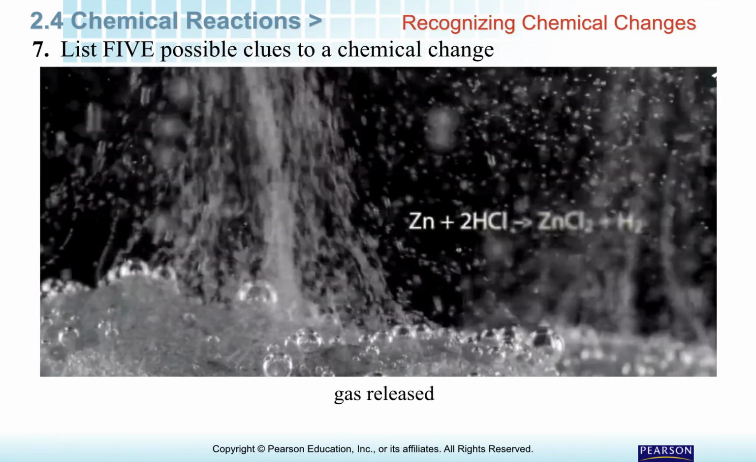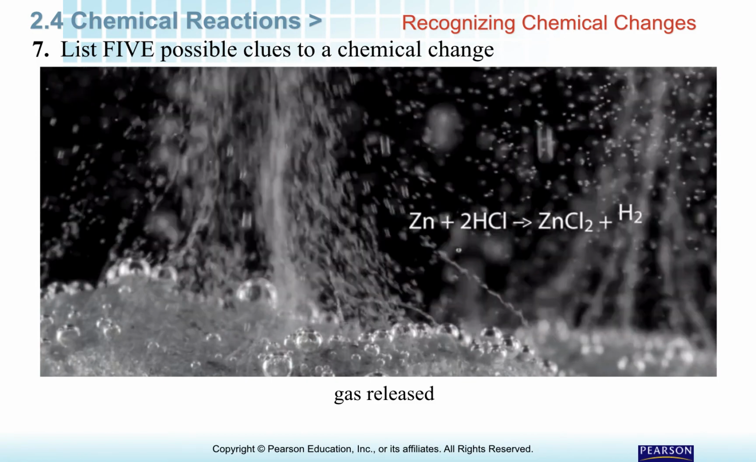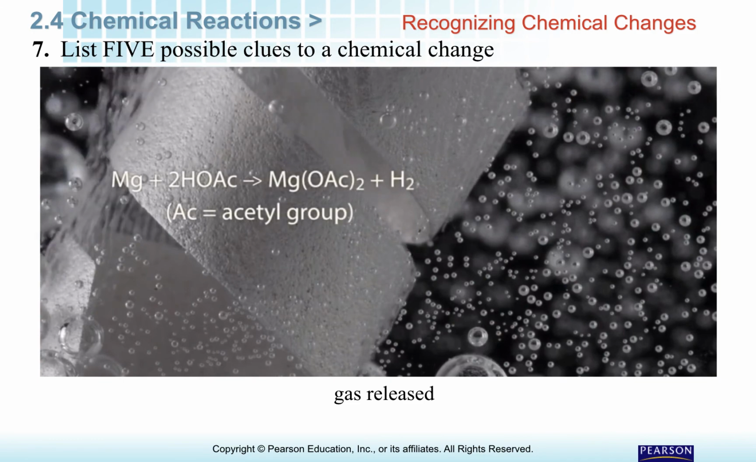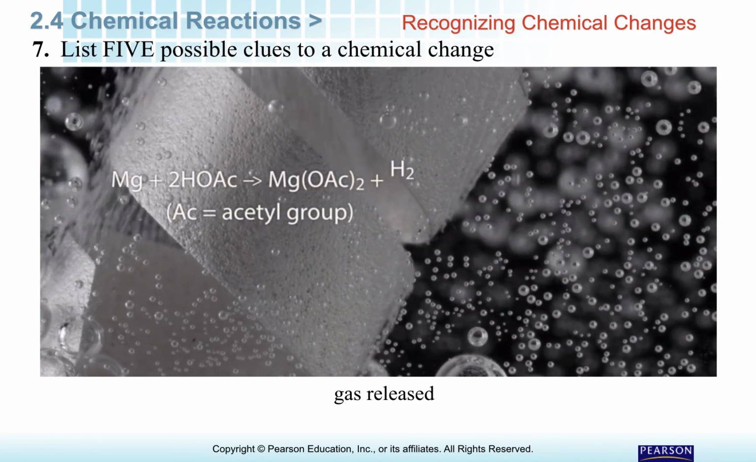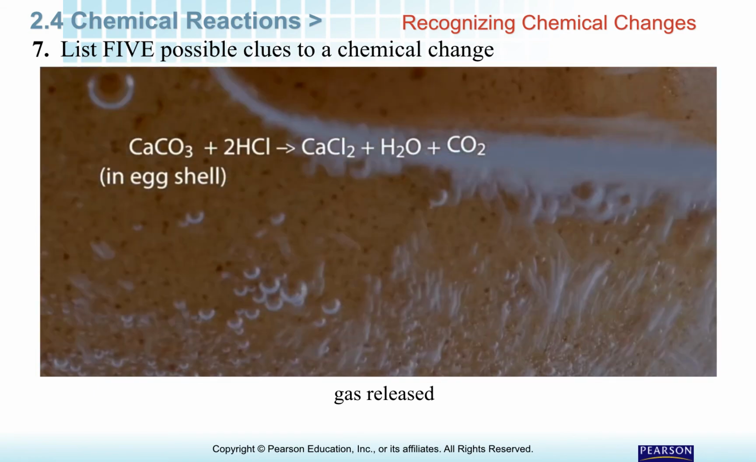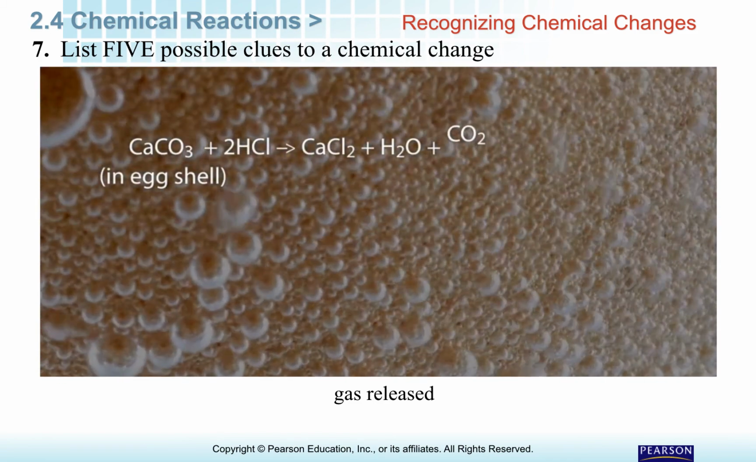Another one is a gas released. If you put zinc metal in hydrochloric acid, you get zinc chloride and you get the hydrogen gas that comes off of it. Another one, you take magnesium, put it in acetic acid, you get magnesium acetate and hydrogen gas. If you take an eggshell, calcium carbonate, put it in hydrochloric acid, you get carbon dioxide gas.